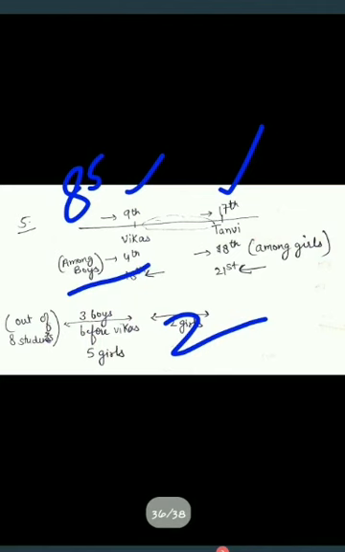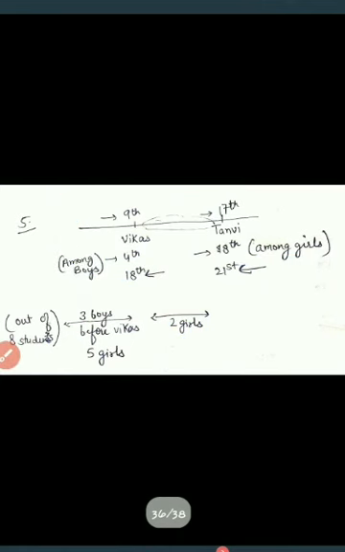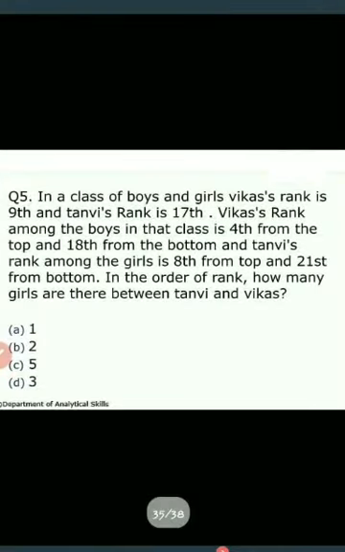Next it is given that Tanvi's rank is 8th among the girls from the starting. It means before Tanvi how many girls will be there? Yes, 7. And before Vikas how many girls will be there? 5. And the total girls before Tanvi is 7. If 5 girls are sitting before Vikas, then after Vikas how many girls will be there? Yes, 2. So in between Vikas and Tanvi, how many girls will be there? Yes, 2. So this question is a little lengthy but again an easy one, the easiest one.